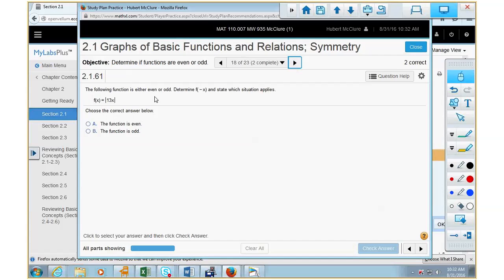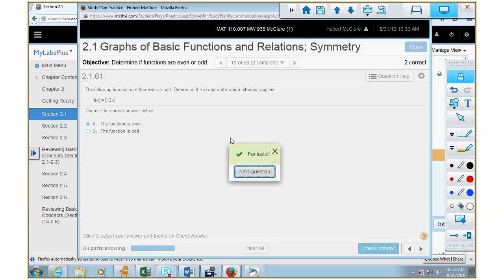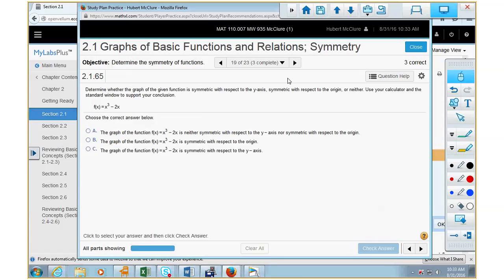This one you don't even have to plug in. Why? Because you know what the absolute value looks like. What does the absolute value look like? It's going to be odd or even? It's going to be even. You know that because of what it looks like. X cubed, I would say it's going to be, but I don't know. We did that one.